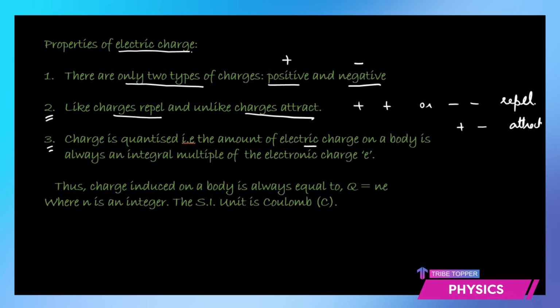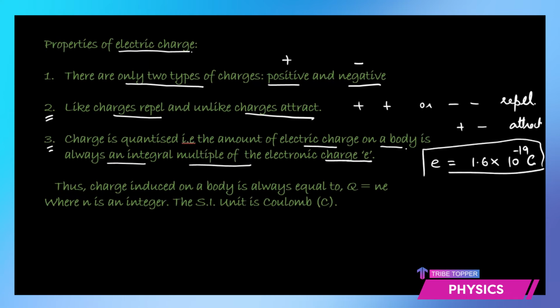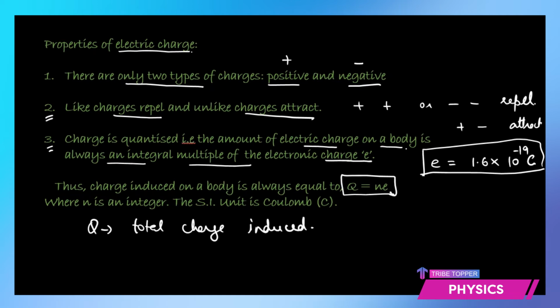That means the amount of electric charge on a body is always an integral multiple of the electronic charge e. e is the charge present on an electron, and its value is 1.6 times 10 to the power negative 19 coulombs. You must remember this value, though it is given in the data booklet, it's always preferable to remember it. So charge induced on a body is always equal to what? Q is equal to ne. Here Q denotes the total charge that is induced on a body due to rubbing or by whatever method.